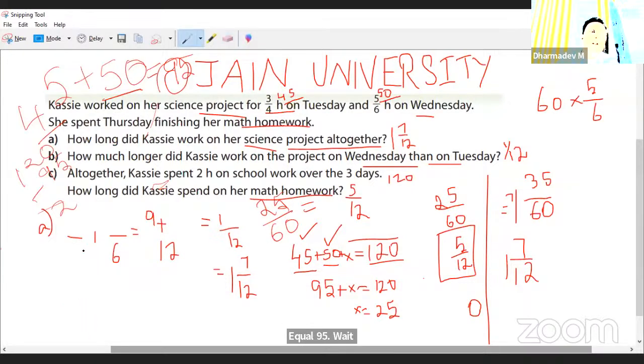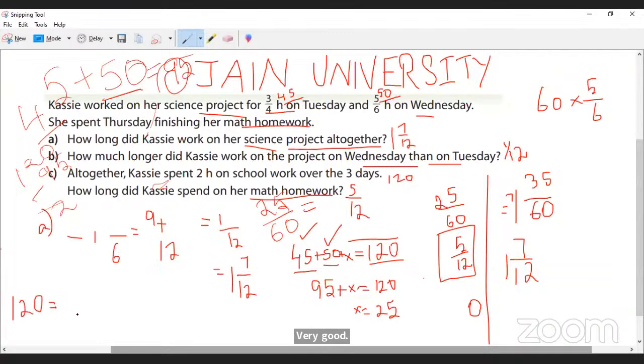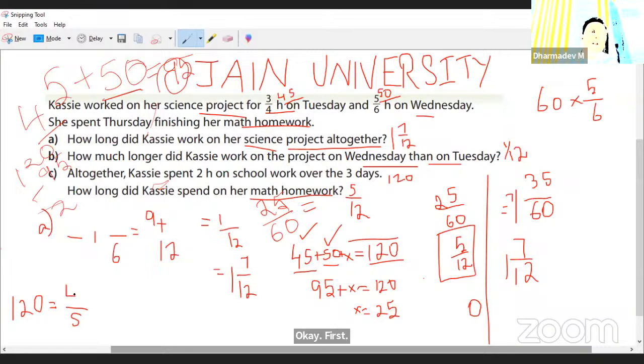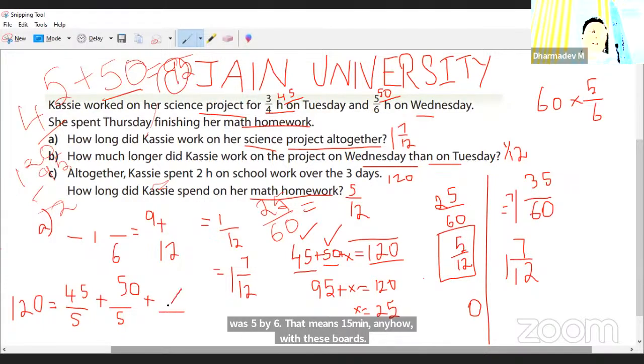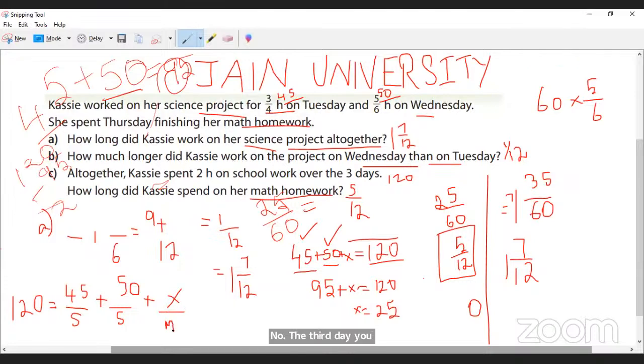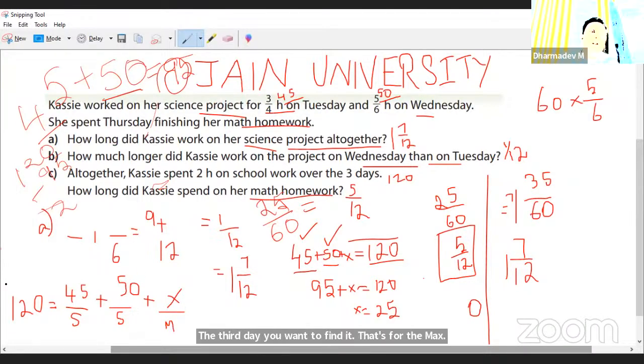So you get that 120 minutes is for 3 days. Any doubt in that? On the first day for the science project, it was 45 minutes. On the second day for the science project, it was 5 by 6, that means 50 minutes. Any doubts with these both? Then there are 15 minutes for the maths. Now, the third day you want to find. When I add the three, I have to get 120.